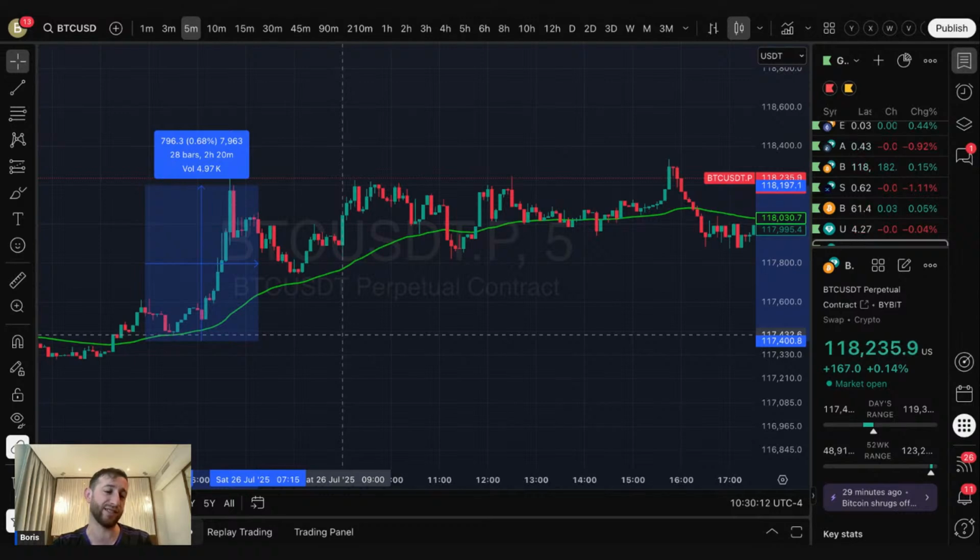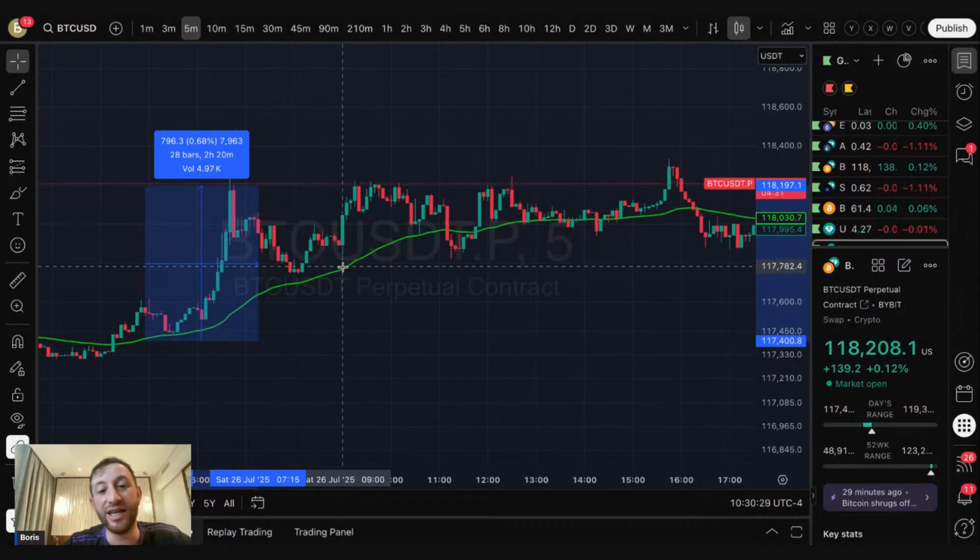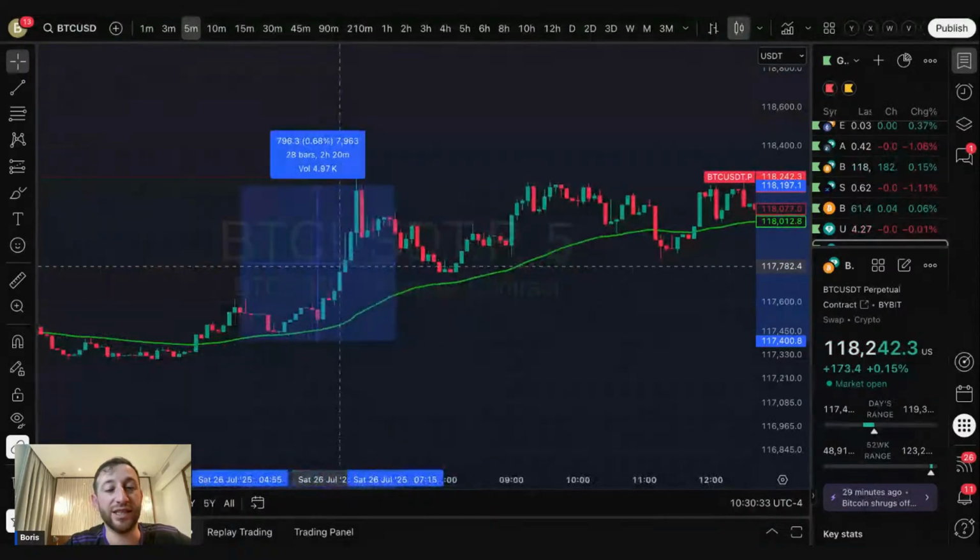I won't say it's safe, but I think it's definitely realistic at this point because Bitcoin is so liquid now, has so much liquidity, that using more excessive leverage, I don't think it's actually that bad. So yeah, this is one strategy.